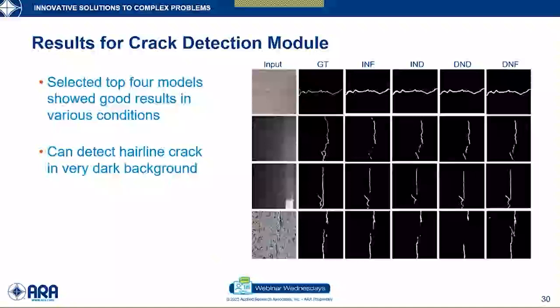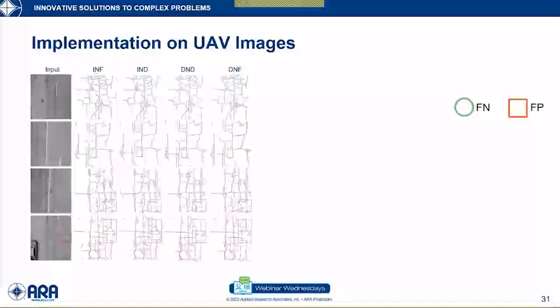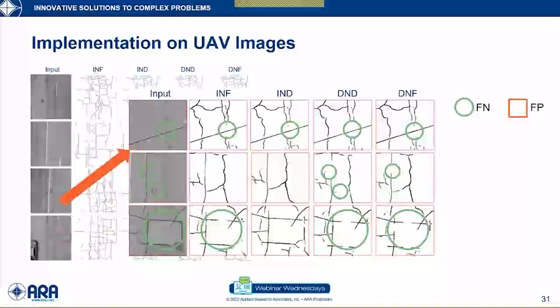Especially the images in the second and third rows show that the models can detect thin, hairline cracks on very dark backgrounds that are very difficult to recognize with the naked eye. Then the top 4 crack detection models were used on UAV images collected from South Dutch Street in Iowa. Here the first column is the input image and the rest are the results of each model. All models show relatively good results. However, in this zoomed image of the third and fourth image, some false negative errors, highlighted in the green circles, were observed for all models.